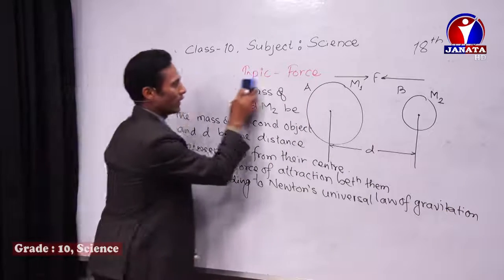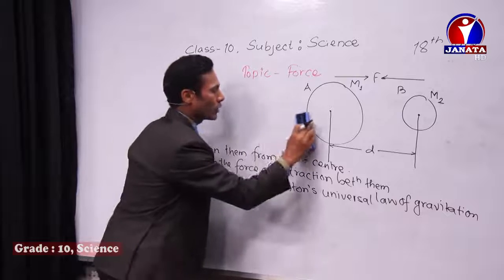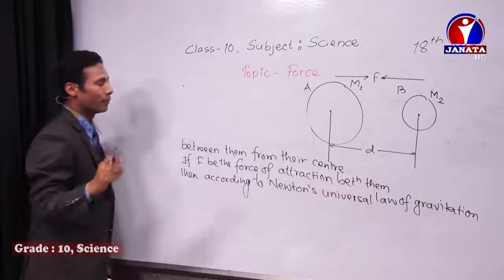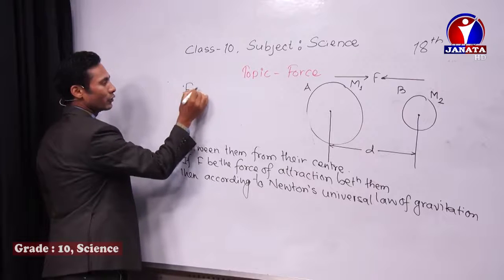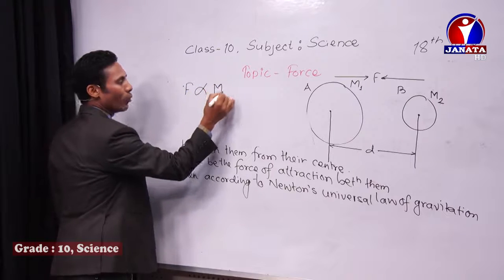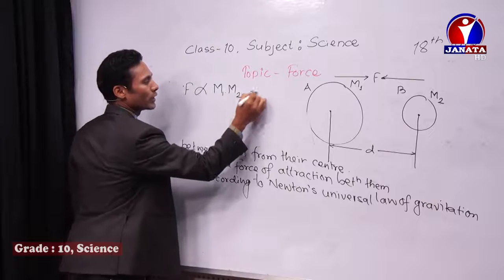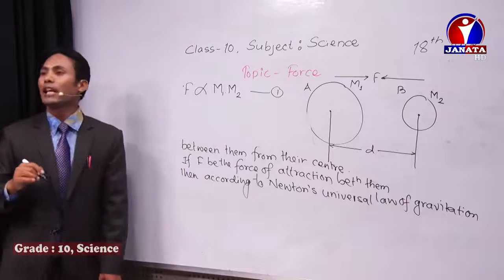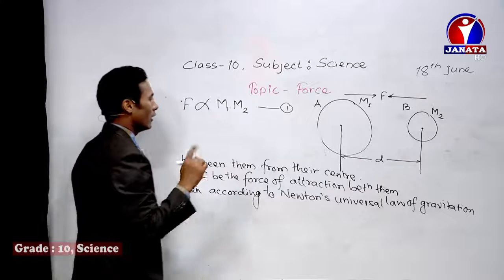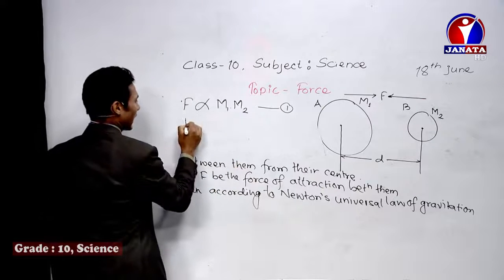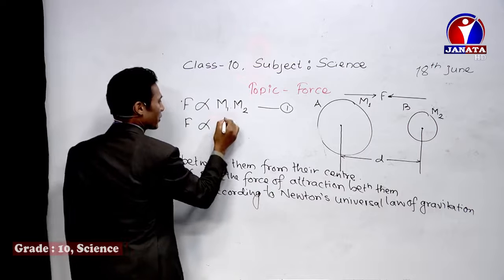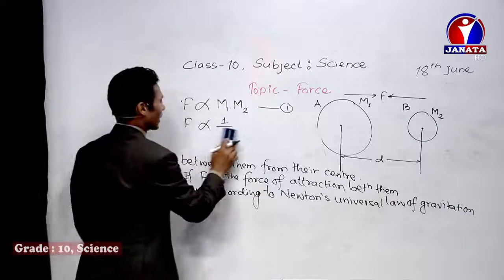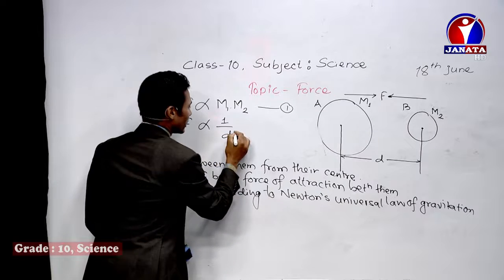So what Newton says is the force of attraction between them is directly proportional to the product of masses. That means we can write F is proportional to m1 into m2. This is equation 1. And also it says that it is inversely proportional to the square of the distance from their centers. That means again we can write F is inversely proportional to the square of the distance. Sorry, this would be d. Okay, so this is d square.